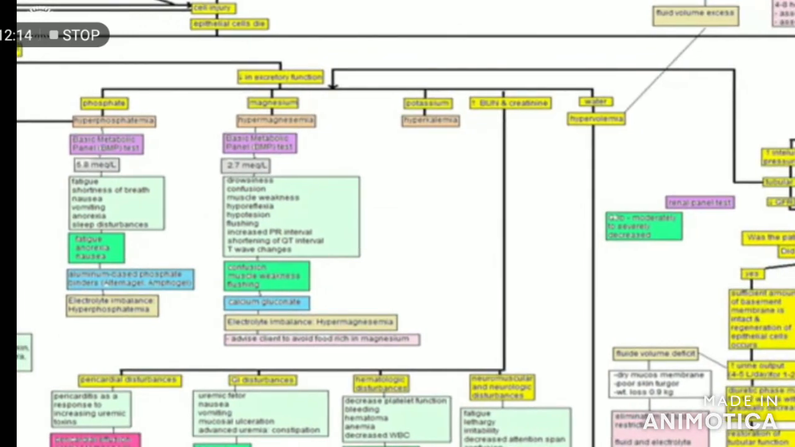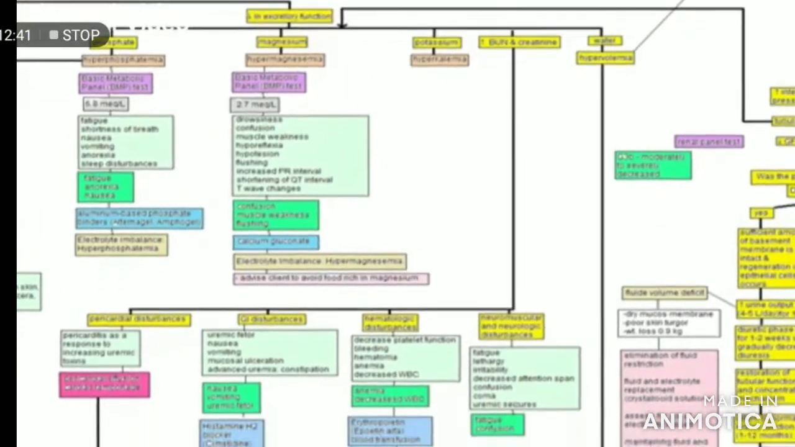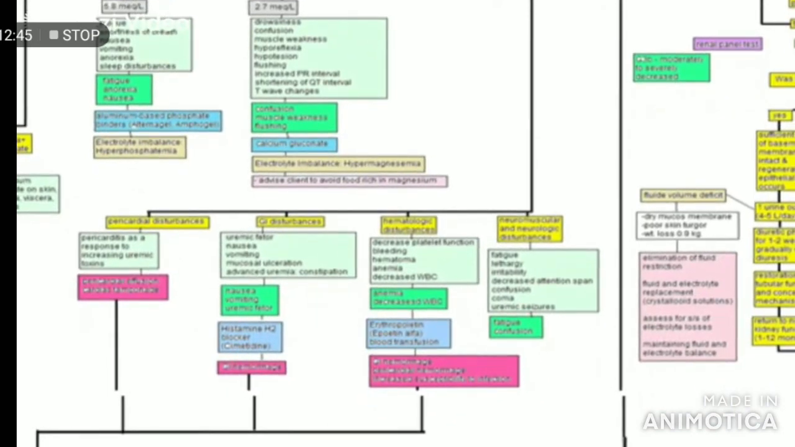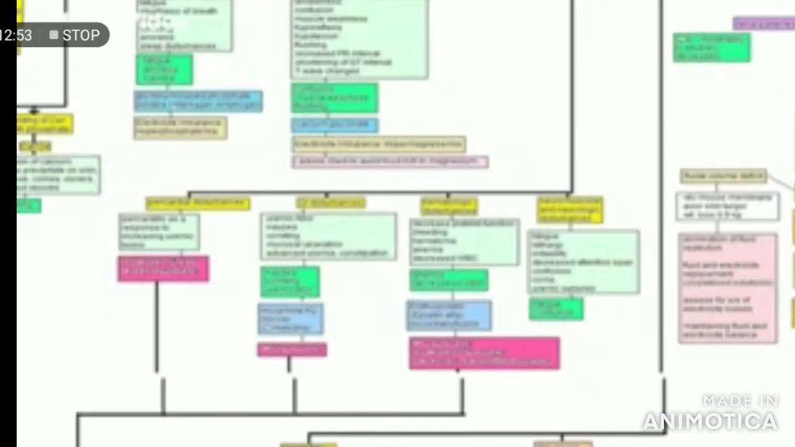Another increased electrolyte is potassium, as I've already discussed earlier. And another is the increase in BUN and creatinine. I'm sorry, I forgot to put the diagnostic results on this part. So an increase in BUN and creatinine will lead to pericardial disturbances, GI disturbances, hematologic disturbances, and neuromuscular and neurologic disturbances. For pericardial disturbances, there is pericarditis as a response to increasing uremic toxins, which will lead to pericardial effusion, then to cardiac tamponade.